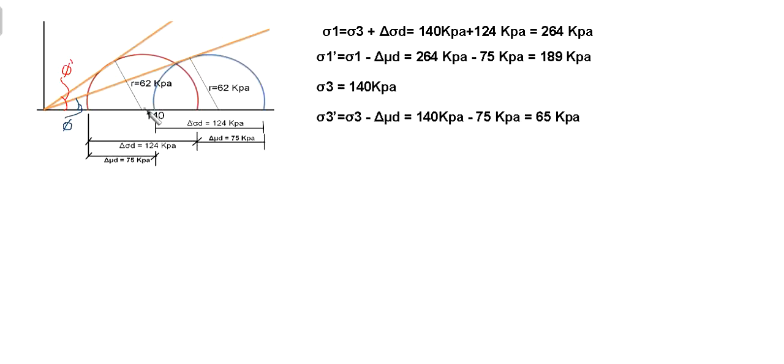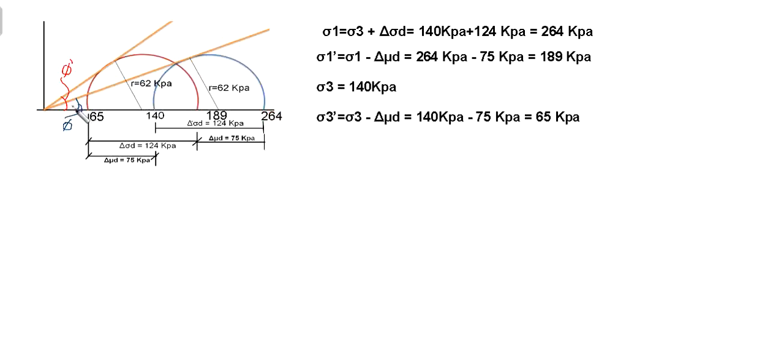And then yung effective, dito yung effective minor principal axis natin. So just have to subtract our pore pressure doon sa ating chamber confining pressure na 140. So 140 minus 75, that will result to 65. So yan na yung values natin sa 4 points na ito. So just have to write it here sa ating diagram. Ito yung 65, 140, 189, and 264.